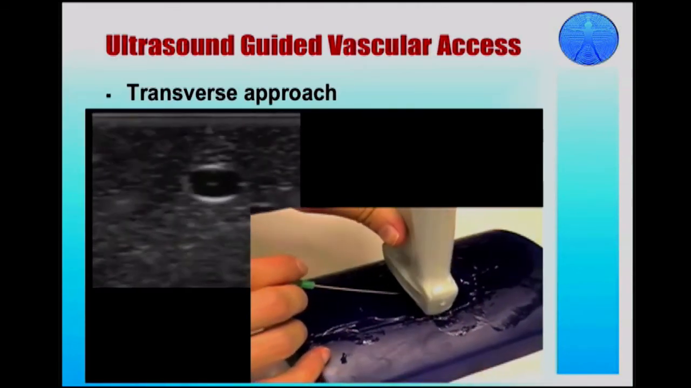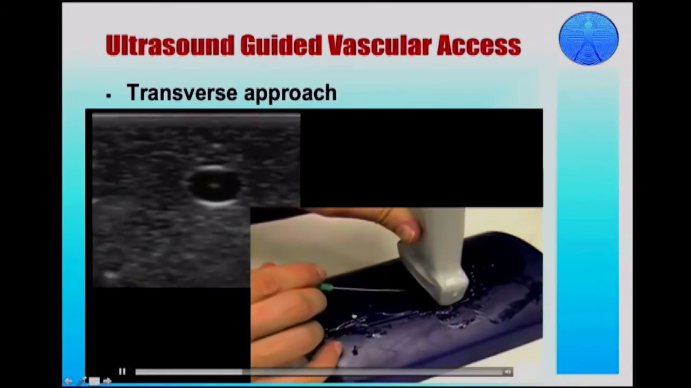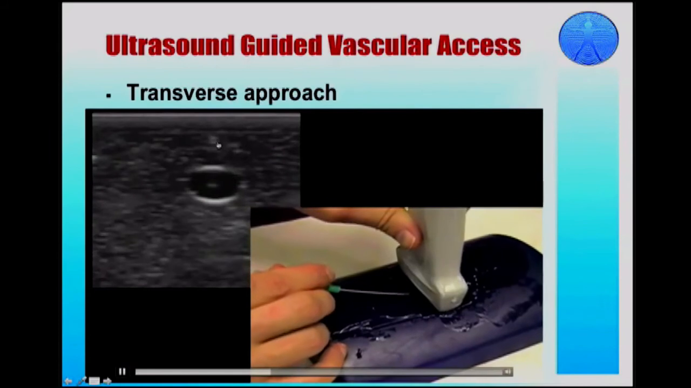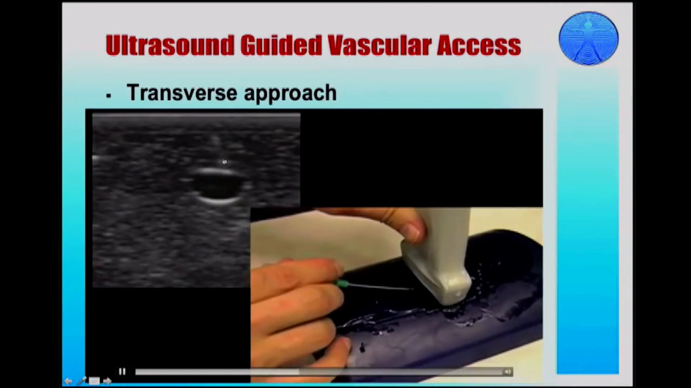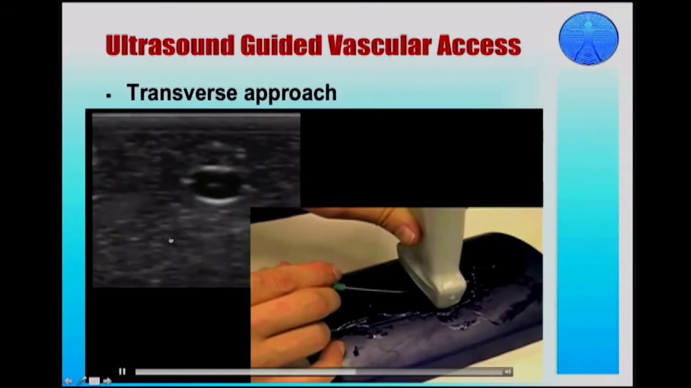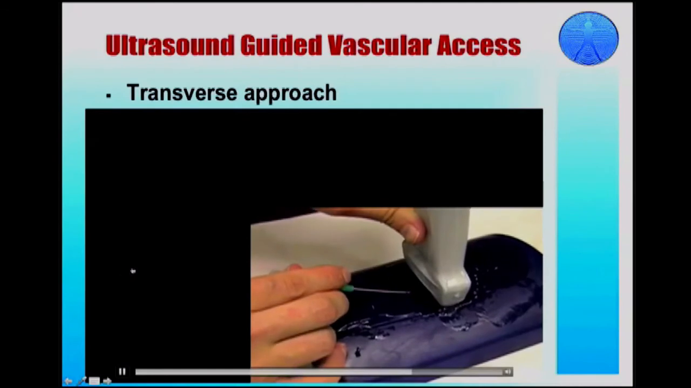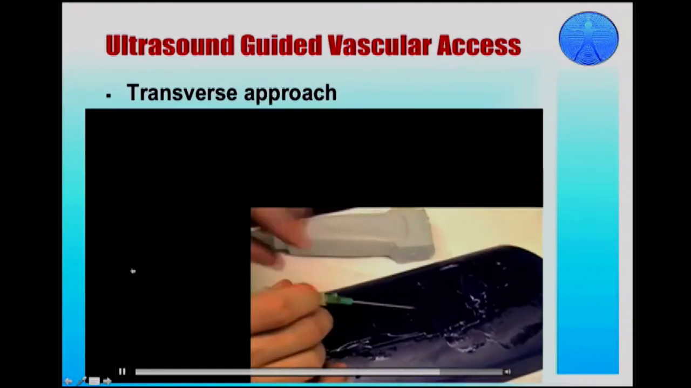So he's going to exaggerate his movements, all right, to show you that he's moving. It's actually a much smaller movement. It's not as big as that. All right. So as soon as he sees his needle tip come into view, there's his needle tip coming into view. Stop moving your needle. Slide your probe. Now, watch the needle come into view. As soon as you see your needle tip come into view, then you move your probe.